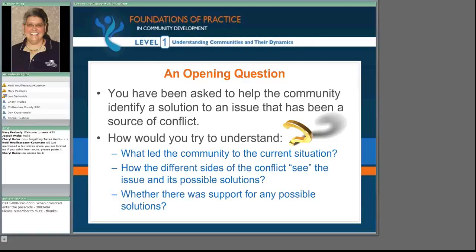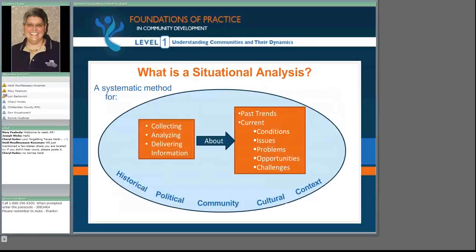So what is a situational analysis? It really is a very systematic method for understanding a community as a whole social system. It is a systematic method for collecting, analyzing, and delivering information about different aspects of the community, from its current and past conditions, the historical development of it, the distribution of power, culture, the context, how people think about who they are.